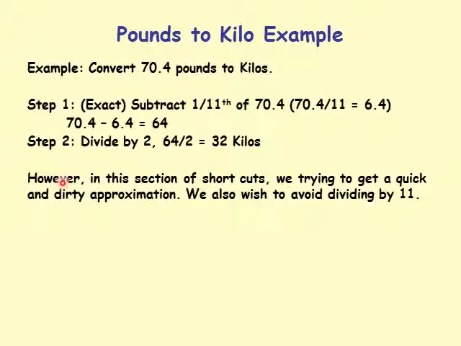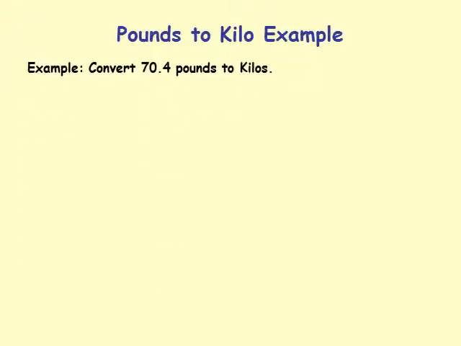Let's continue here. However, in this section of shortcuts, we are trying to get a quick and usually good approximation. We also wish to avoid dividing by 11. Division by 11 is not that bad, but we still want to avoid it. It's Vedic math, shortcuts. So let's do the approximation now. Convert 70.4 pounds to kilos.